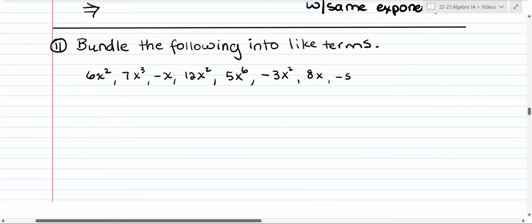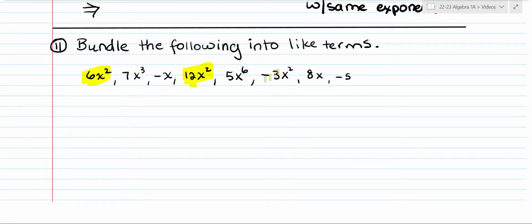Which ones are like terms? So let me see. X squared. Who else? This one is x squared. That one is x squared. So those are like terms. How many are x cubed? None. So that's the only one. How many just have an x? This one. So those two are like terms.